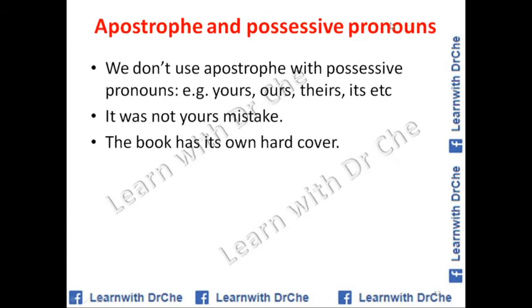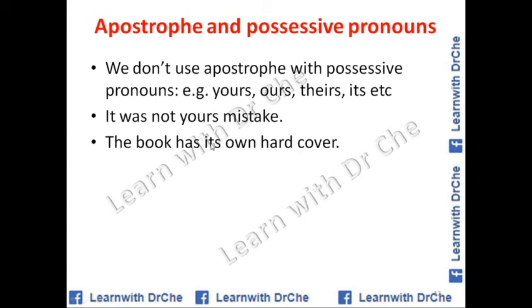Apostrophes and possessive pronouns. We don't use an apostrophe with possessive pronouns. For example, yours, ours, theirs, its. It was not your's mistake is wrong, because we don't use an apostrophe with possessive pronouns. Yes, it was not your mistake.